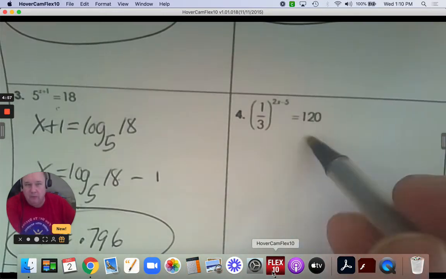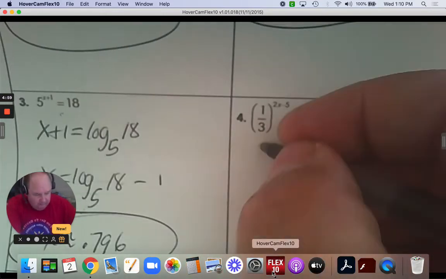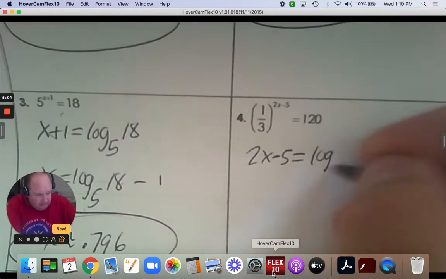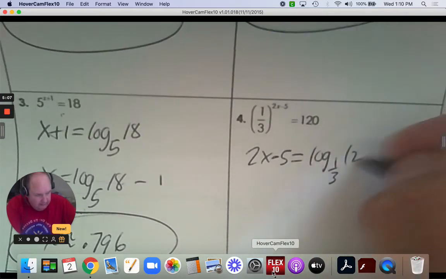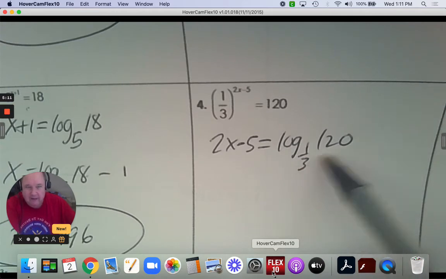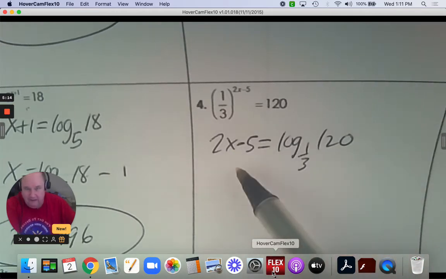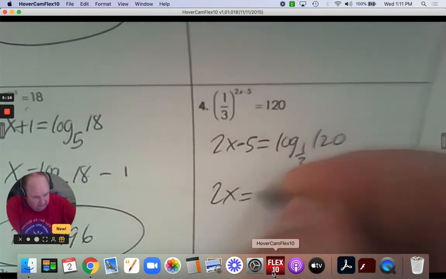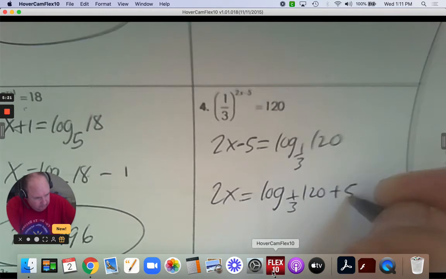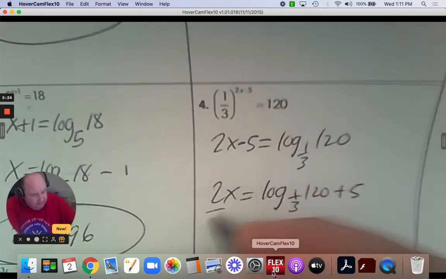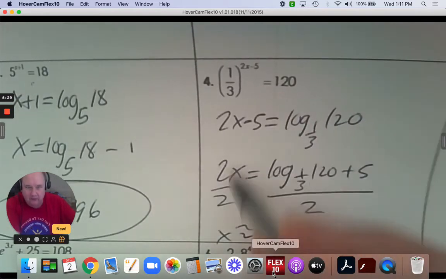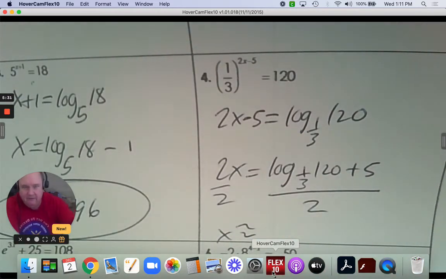All right, number 4. Can you write this as a logarithm? So that's 2x minus 5 equals the base of the logarithm, which is 1/3, and inside is 120. The calculator doesn't care that it's 1/3 and 120. I still need to work to get x by itself. So I'm going to add 5. And then after I add 5, I'm going to divide everything by 2. So that's what I'm going to put in my calculator, this right here.